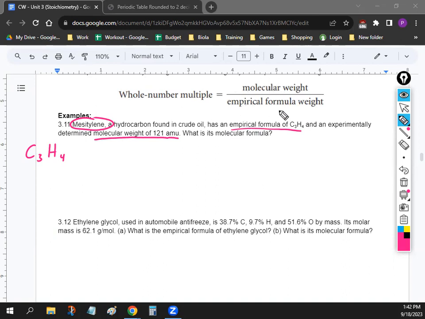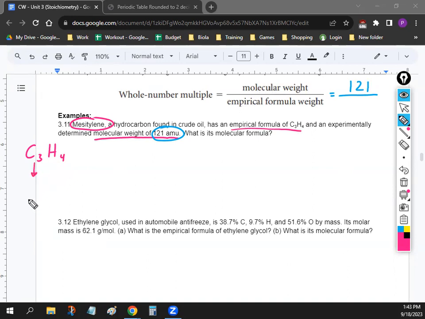So it gives you the empirical formula, and then it gives you the weight of the real thing. So we can use this formula right here to find the whole number multiple. First, it tells us to put the molecular weight on top of the fraction. What's the molecular weight of this compound? It's given to us, right? 121. So we're going to put 121 divided by the empirical formula weight. So we have to find the molecular weight of the empirical formula. I'll do that with you.